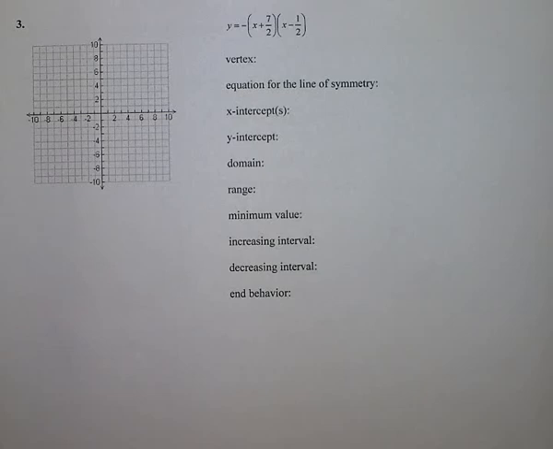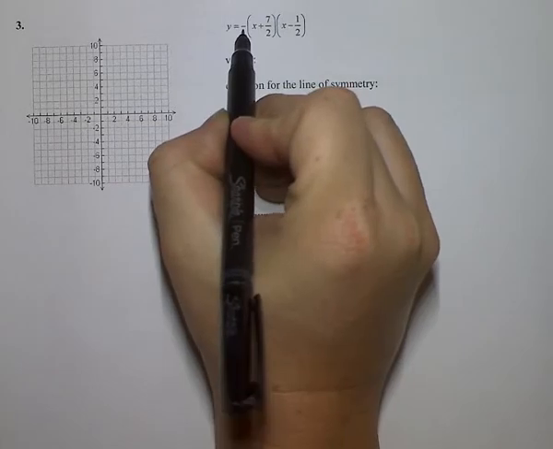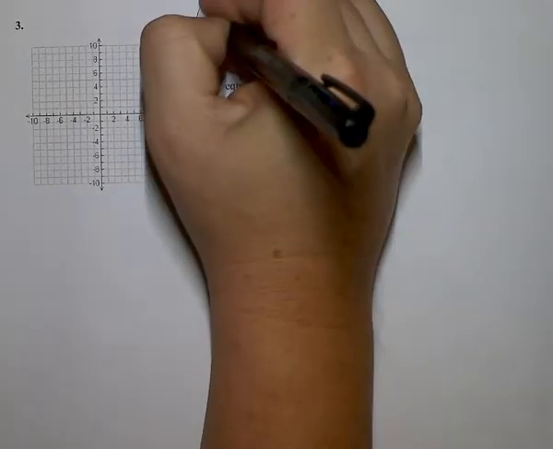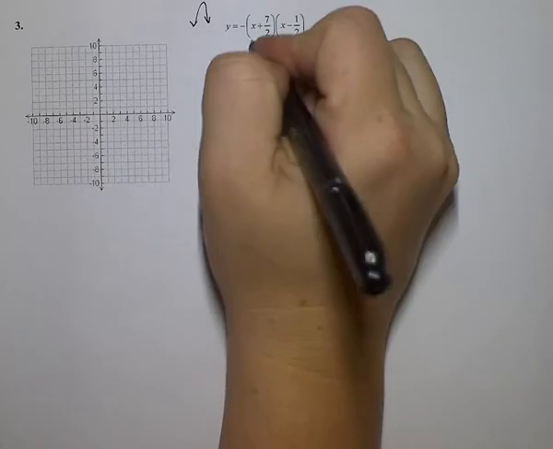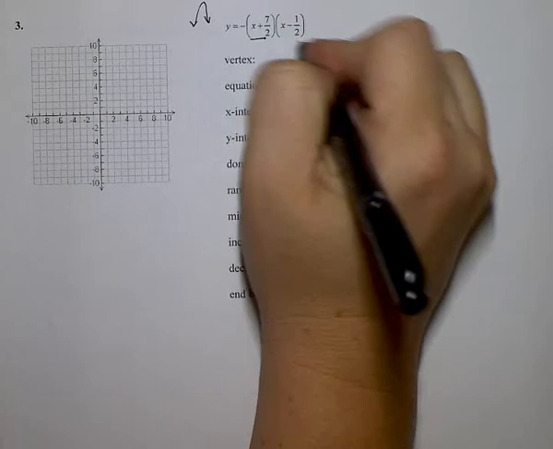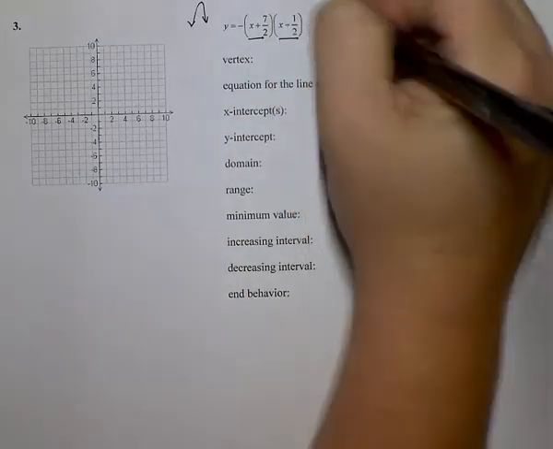This is factored form, so we're going to graph a parabola or quadratic equation in factored form. Let's make a prediction. Because the number out front is negative, we know it's going down. And the nice thing about factored form is that this quantity set equal to 0 and this quantity set equal to 0 will tell us what the x-intercepts are.